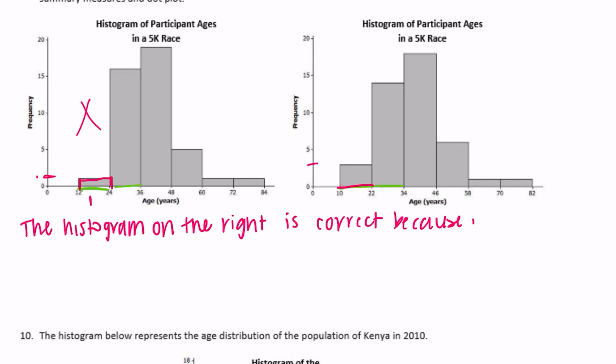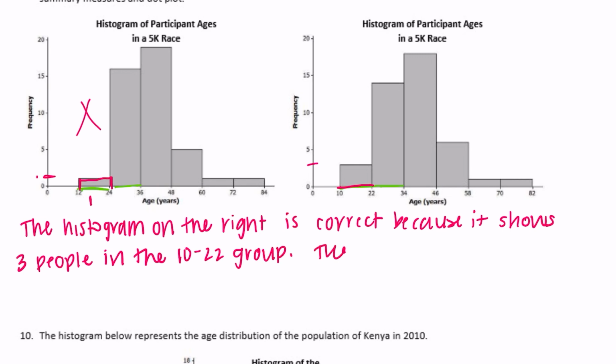Because it shows 3 people in the 10 to 22 range, or should we call it group.